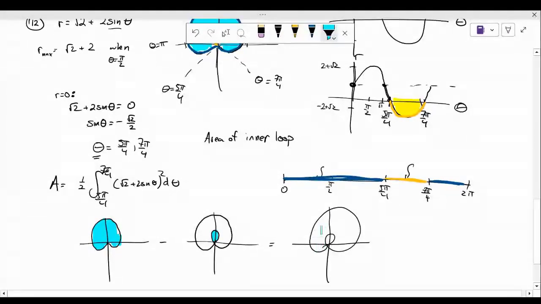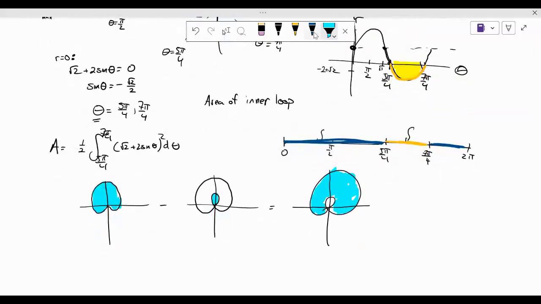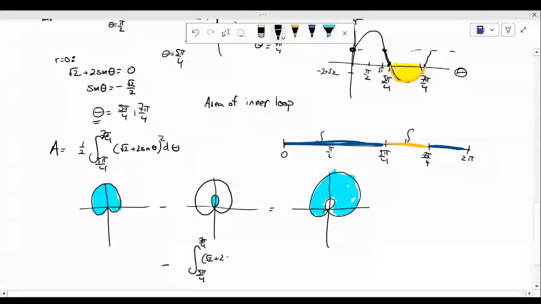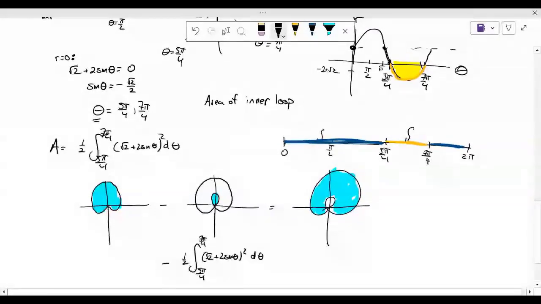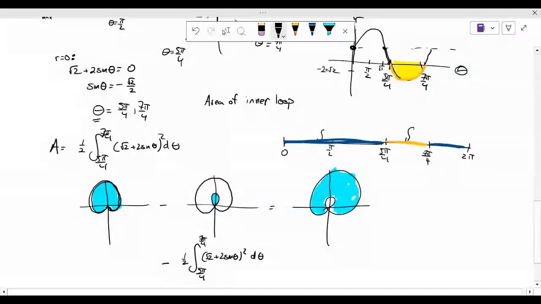All right, so I hope that makes sense. So there's going to be some subtraction going on. All right, so what are the bounds? Well, we already know the bounds for the inside loop. We already have that integral. But what are the bounds to get the total area inside this limacon? What do you think?